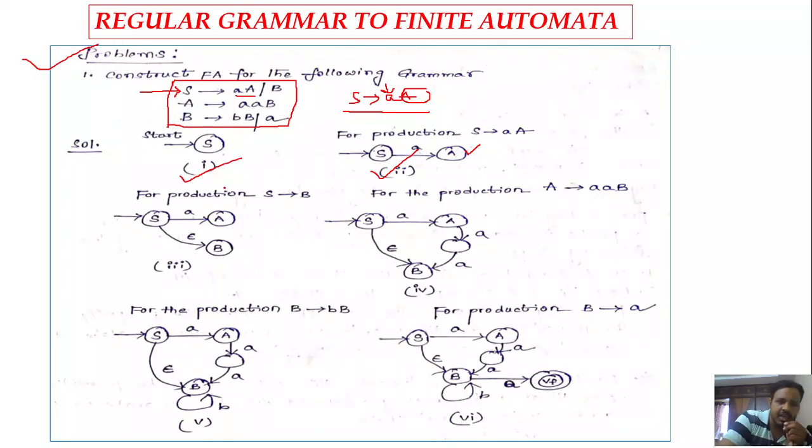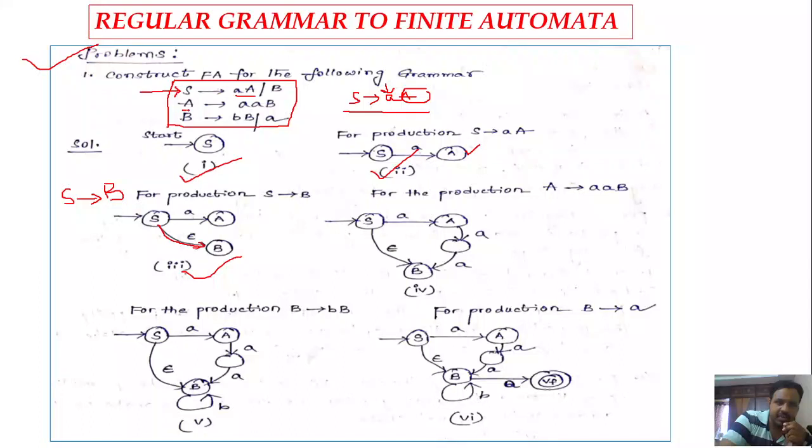Okay, next take the other production. Here we are having S denotes capital B. So we are having the next production, S denotes capital B. So one variable is denoting another variable. So what you have to do is specify the epsilon transition from state S to state B. Specify the epsilon transition from state S to state B, right? So that is the rule.